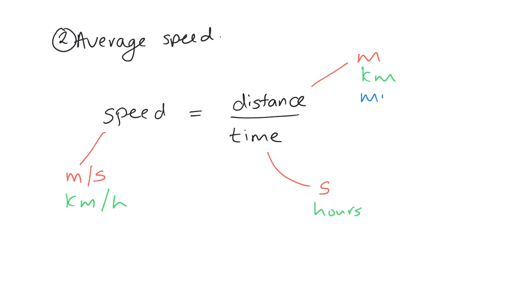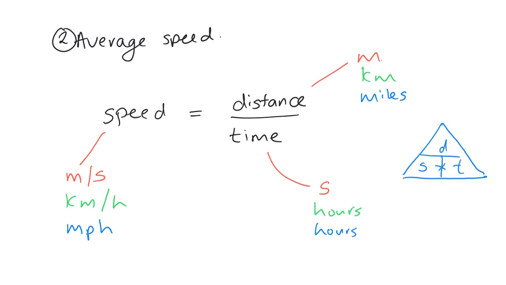Or we could have miles. Now, there's no abbreviation for miles. We write the full word out because we don't want to confuse it with M for meters. And miles would be hours as well. Think about your speed limits, like 60 miles an hour and that sort of thing. You wouldn't talk about meters per hour or anything like that. And the units for miles per hour are mph. And similar to density, we can have our triangle speed, distance, time, and we can use that to cover up the one that we're looking for, and that'll give us our formula.